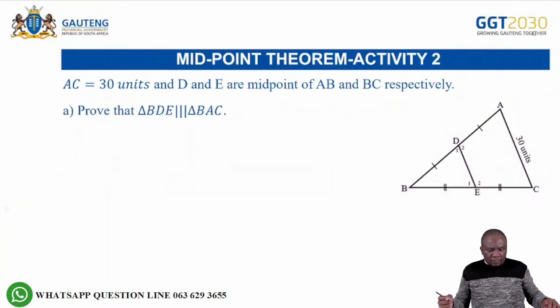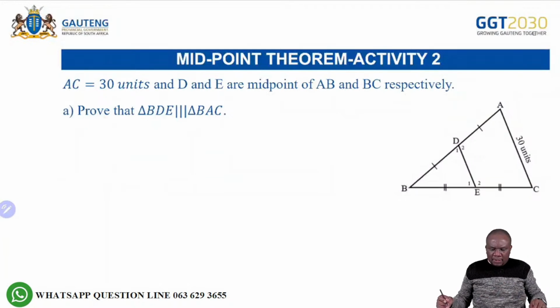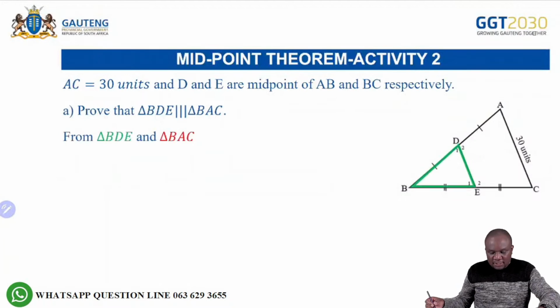We need to prove that triangle BDE is similar to triangle ABC. Let's highlight the triangles that we're talking about. So there's triangle BDE. I'll use color coding here: green for triangle BDE and red for triangle BAC. So this is the triangle BDE, and then we have triangle ABC, which is this one. Are these two triangles similar? Let's check. Are the corresponding angles equal?